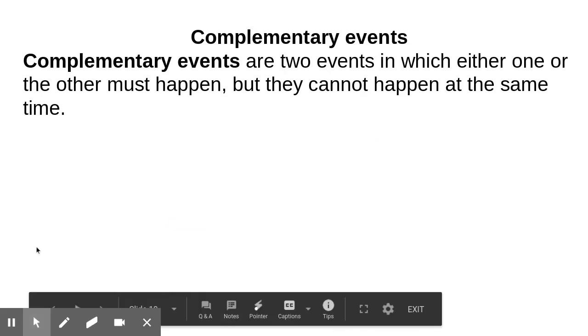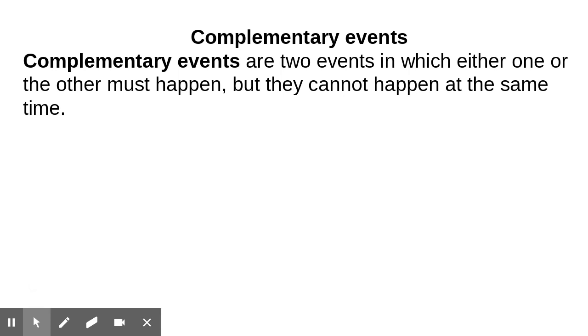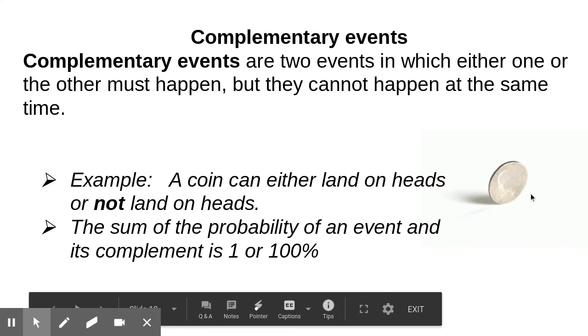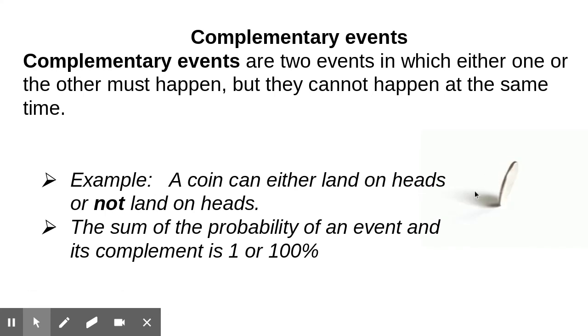Okay. Now, those are basic probability questions. And what happens if I said, well, I didn't want to land on that gray slice in that question that we just did? Those are complementary events. Complementary events are 2 events in which either one or the other must happen, but they can't happen at the same time. So an example, you have a coin. A coin can either land on a heads or not land on a heads. You can't land on a heads and the tails at the same time.